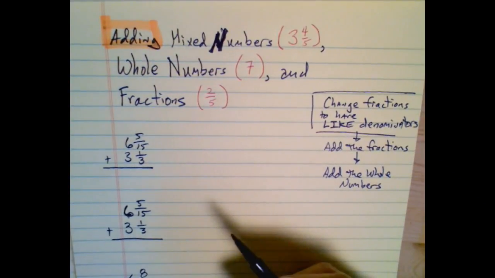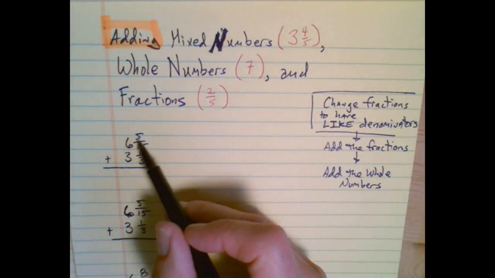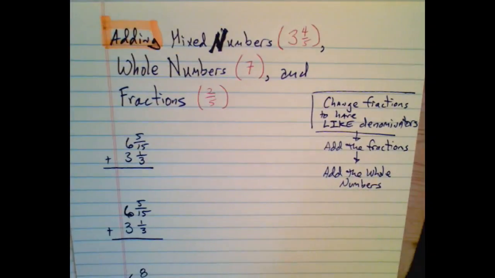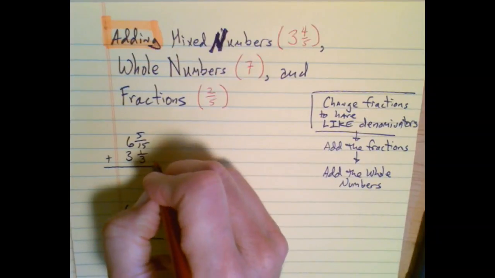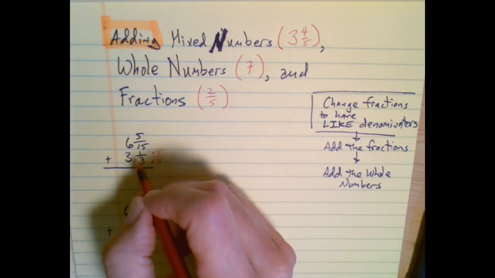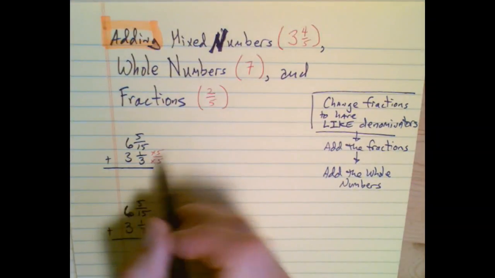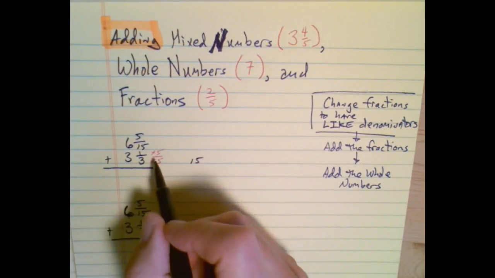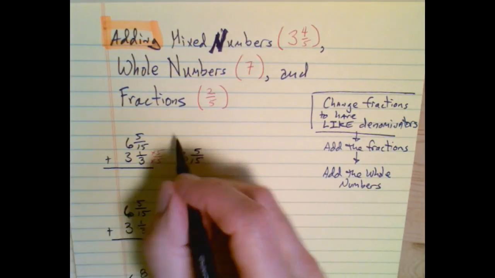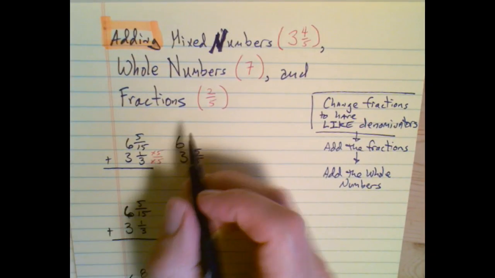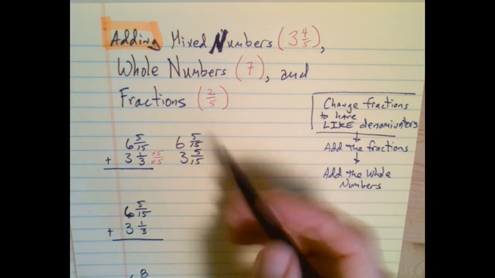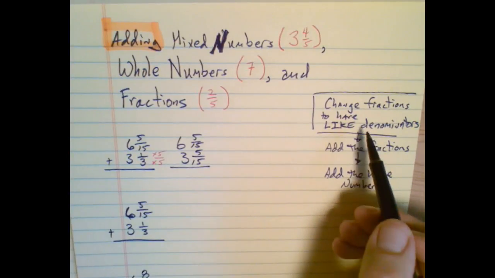So I'm going to notice in my first problem, 6 1/5 plus 3 1/3, that 15 is a multiple of 3. So I can make my life easy by simply multiplying the top and bottom of the 1/3. When I do that, 3 times 5 is 15, 1 times 5 is 5. And now my denominators are the same. So in this one step, I've changed the denominators to match.